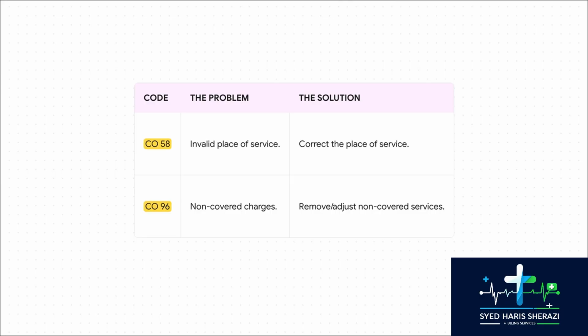CO 58, that's just a location mismatch, super quick fix. And CO 96, well, that's the classic not covered denial we've all seen a million times. Now, the obvious fix is just to remove the charge, right? But the proactive fix, the real game changer, is running a thorough eligibility check before the service is even performed. That is how you get way ahead of this one.